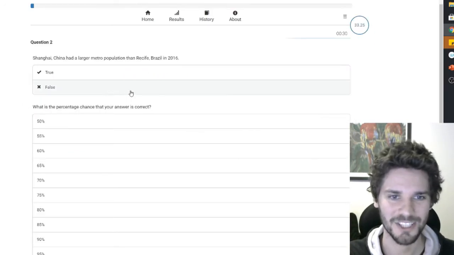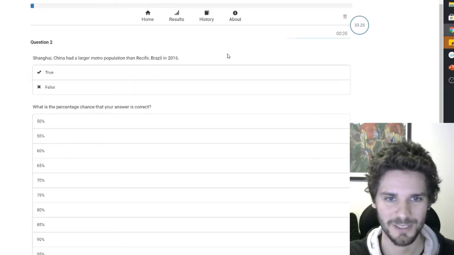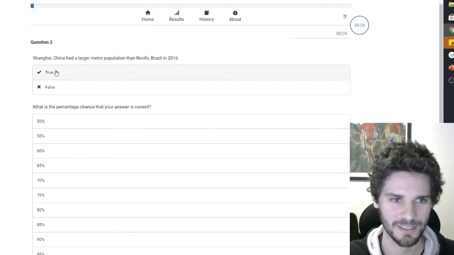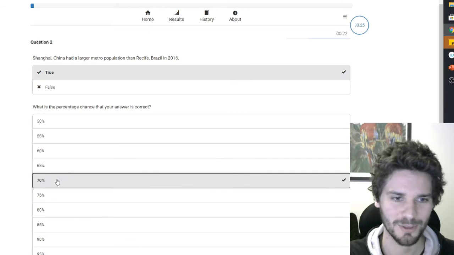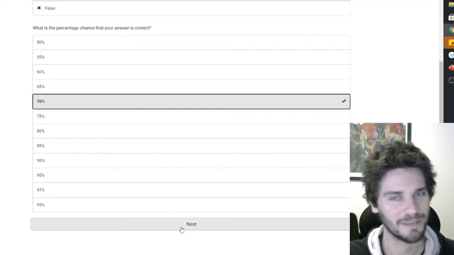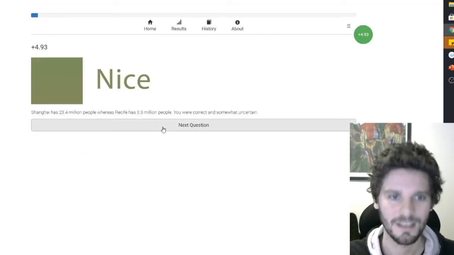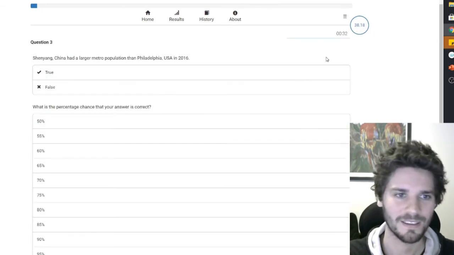Great. Okay, Shanghai had a larger metro population than Recife. I know Brazil's really populous, but so is China, and I think Shanghai is particularly populous even within China. So I'm more confident, but I've just realized I got one wrong, and I'm now second guessing myself. Okay, wow, there's a factor of 10 difference. Fine, let's do one more.